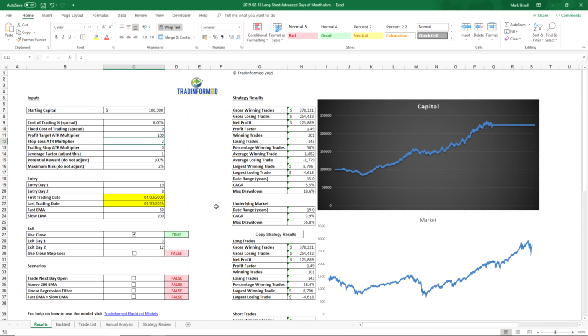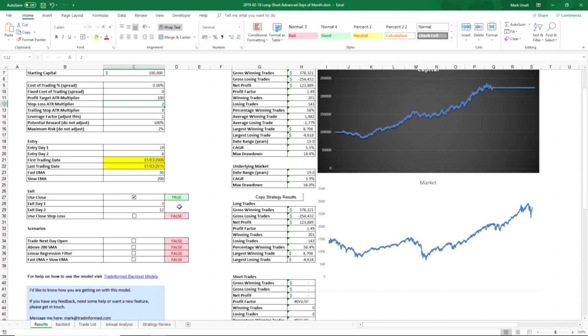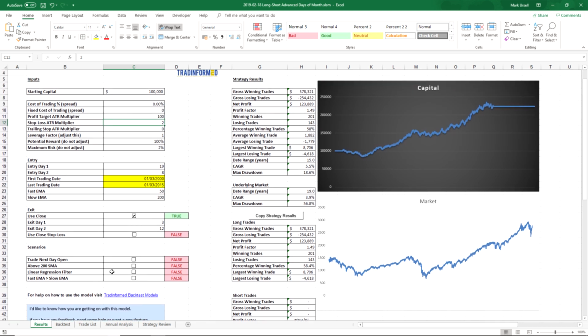Okay, so the next thing I want to look at is a number of other scenarios. First thing here is trading the next day open. Many traders are not able to trade at the close, which is my preferred time of day to trade on the daily time frame, but they would like to open in the next day. So if I click this, we can have a look.